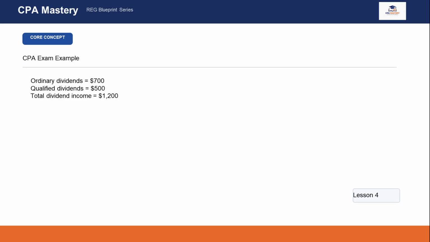Here is a typical CPA exam example. A taxpayer receives $700 of ordinary dividends and $500 of qualified dividends during the year. If the exam asks for total dividend income included in gross income, the answer is $1,200. Both ordinary dividends and qualified dividends are included in income. The distinction between them matters when determining the tax rate, not when determining whether the amounts belong in gross income. That difference is a favorite exam testing point.